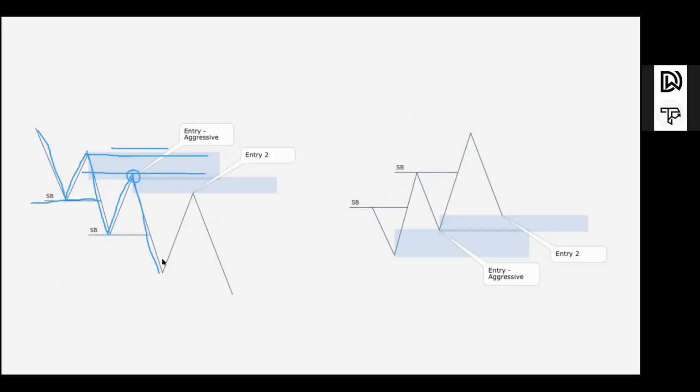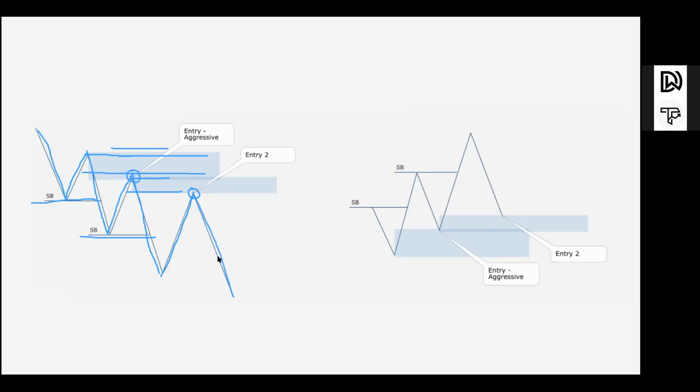So now when we see this structure being broken again, price pulling back, and it creates another order block, we enter again at this order block. That's entry number 2. This will be aggressive. This will be entry number 2, and we take it down.